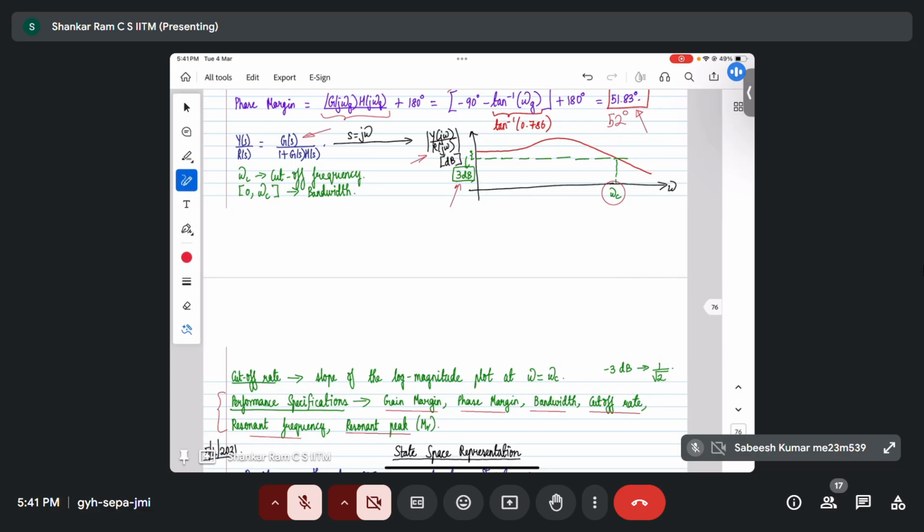Why this 3 decibels? 3 decibel, in fact, corresponds... Or let me leave. What do you think is the significance of this 3 decibels? Do you know from signals? Any guesses or ideas?